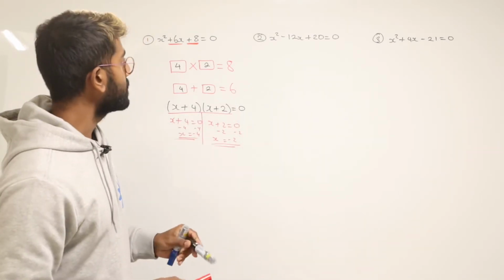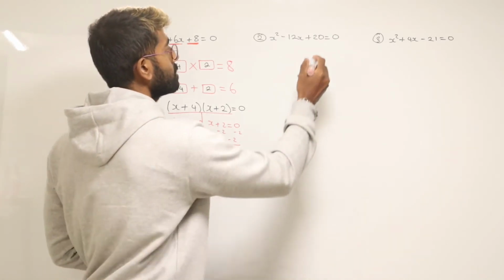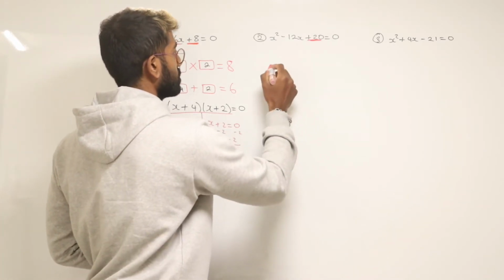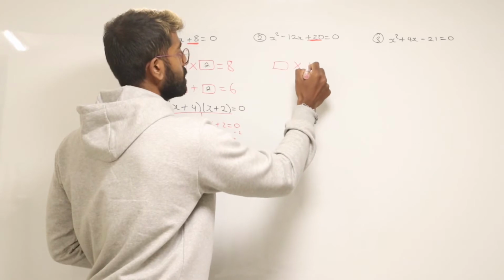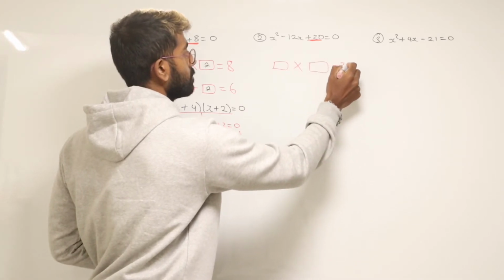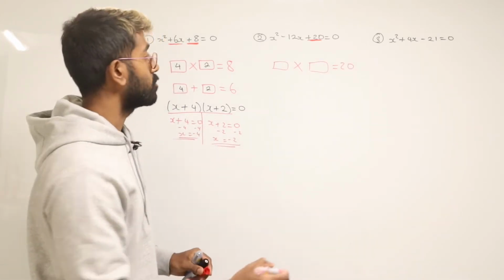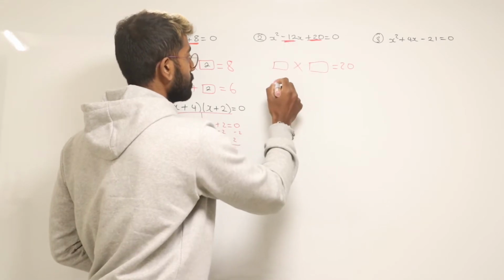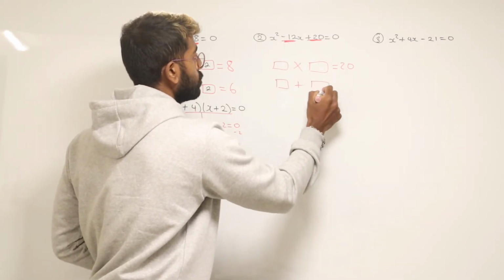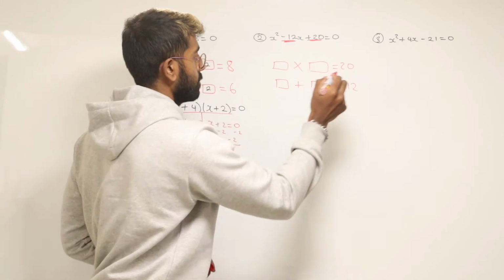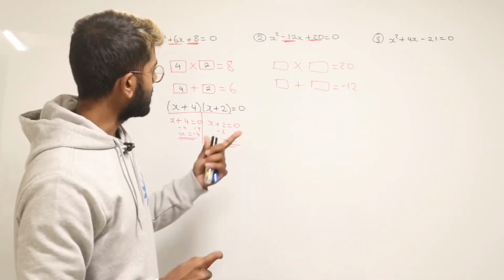Now we'll try the next one. So over here, we need two numbers that multiply to give you positive 20. So it's two boxes here, I'm going to times to give you 20. But at the same time, those two numbers need to add together to give you minus 12. There we go. So start thinking of some numbers that can do that.